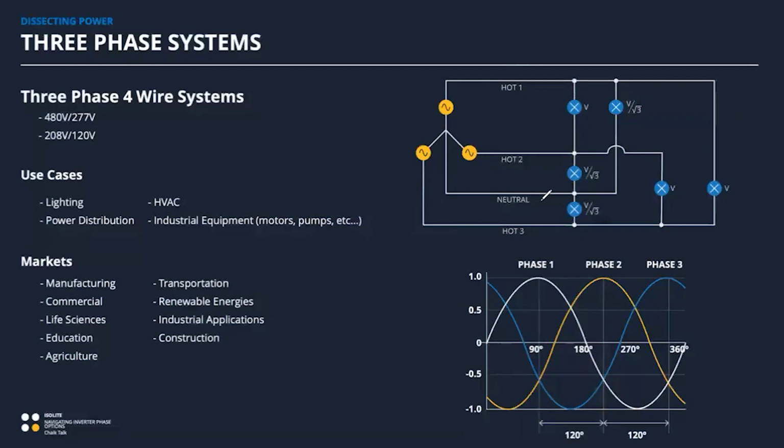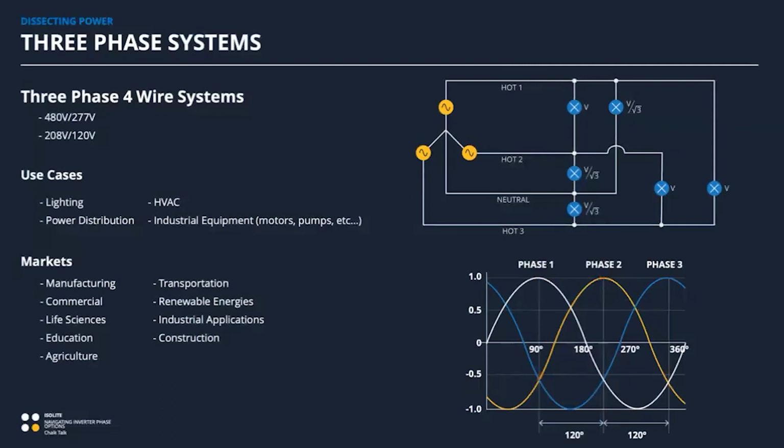But basically, there's a difference between phase to phase, so from hot 1 to hot 2, so from this wire down to any of the other 2 wires, versus that phase to neutral. And so you can see that these numbers are actually sort of different when you go and look at it. So that's 480 versus 277.